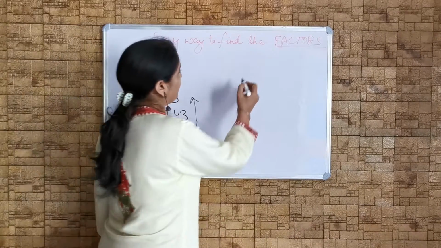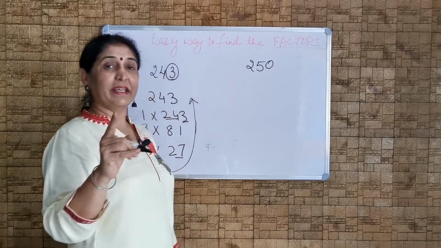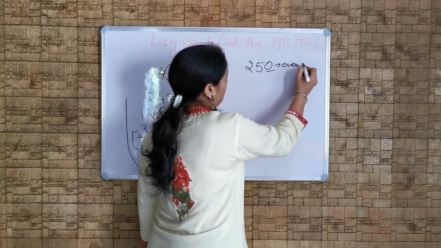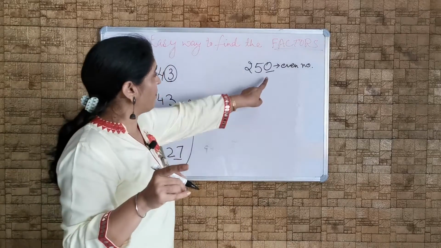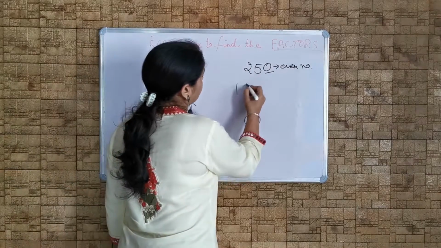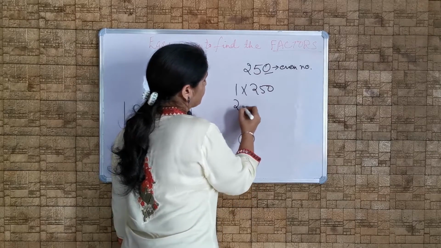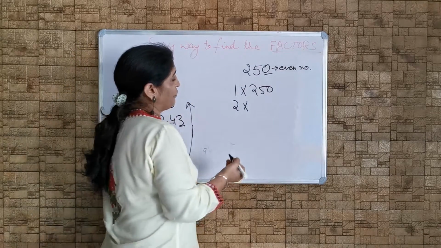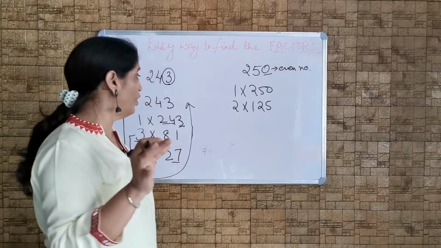Yes, children. Next number is 250. This is the number which is ending with an even number. 0 is an even number. Another characteristic is that it is ending with 0. So this number will be divisible by 5 as well as 10 also. First of all, the smallest and the biggest factor. Then, as it is an even number, so please bring it down to half. Half of 250 is 125. Half of 200 is 100 and 25 is the half of 50.